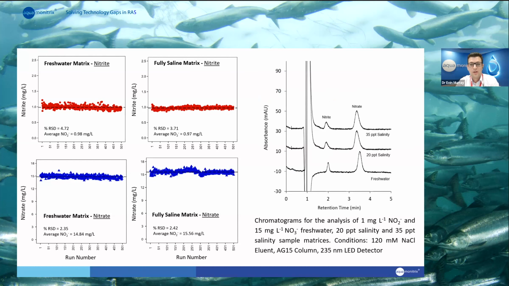And if we look at a more in-depth look behind the scenes on the system, as you can see here, the freshwater chromatogram is shown at the bottom, 20 ppt salinity is shown above, 35 ppt salinity is at the top. So despite the varying salinity all the way up to fully saline, the chromatogram remains consistent, the peak area is unaffected, and our accuracy is maintained. So it's a really unique advantage which is delivered by the analyzer.